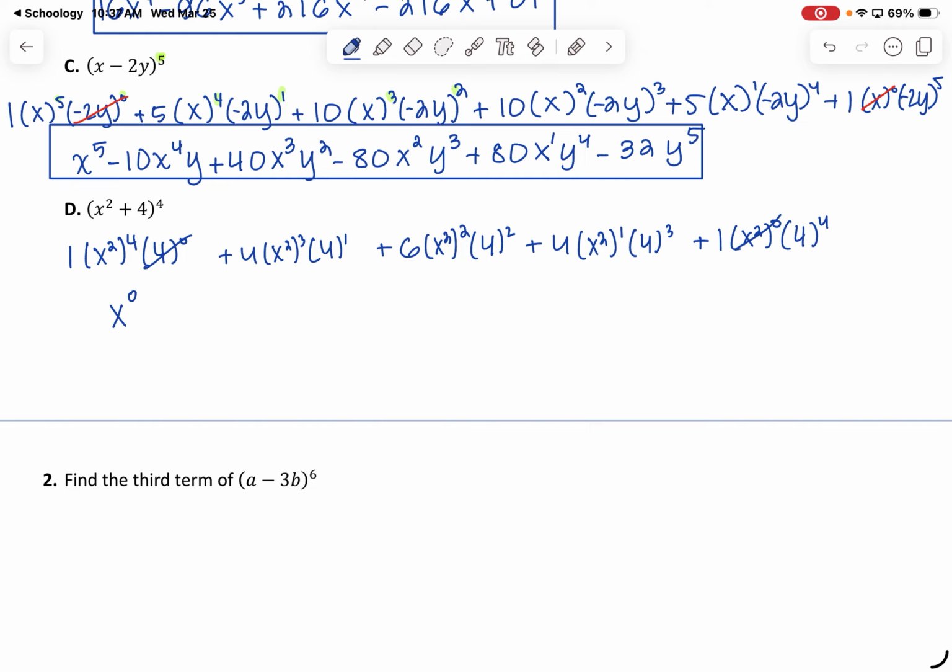This is x to the 8th, right? Power to a power, multiply your exponents. And then that is 4 times 4, which is 16. X to the 6th, power to a power, multiply your exponents. That is 16 times 6, which is 96. X to the 4th. 64 times 4, which is 256. X to the 2nd power. And then lastly, 4 to the 4th power, 256.